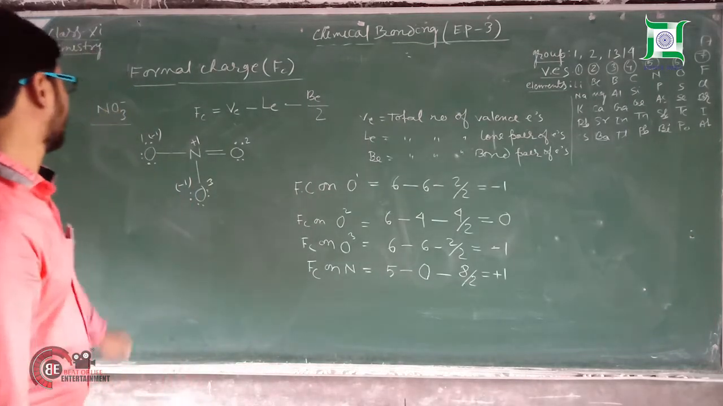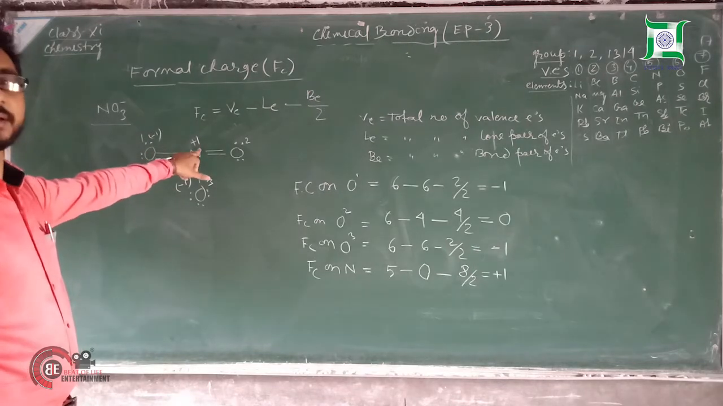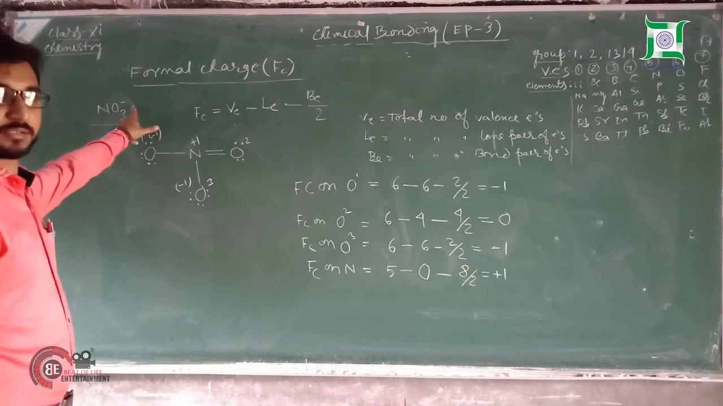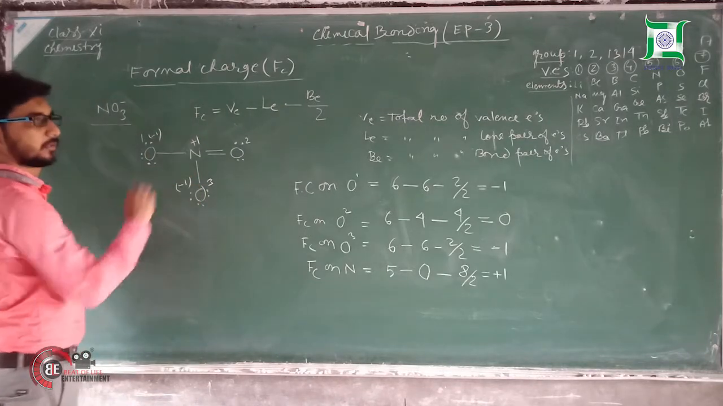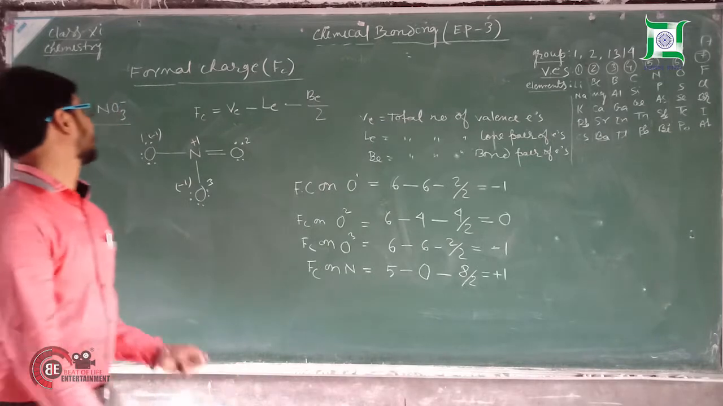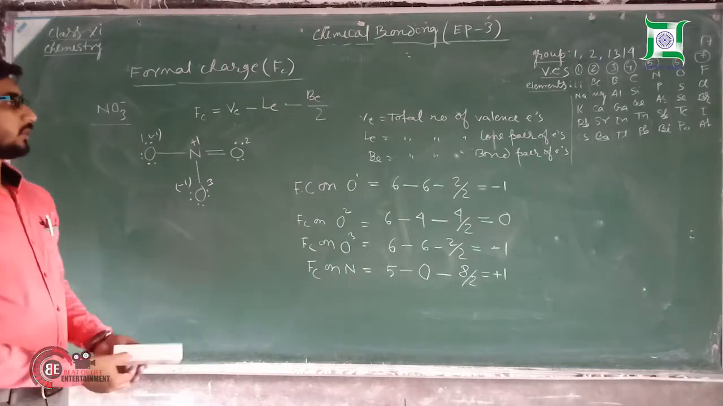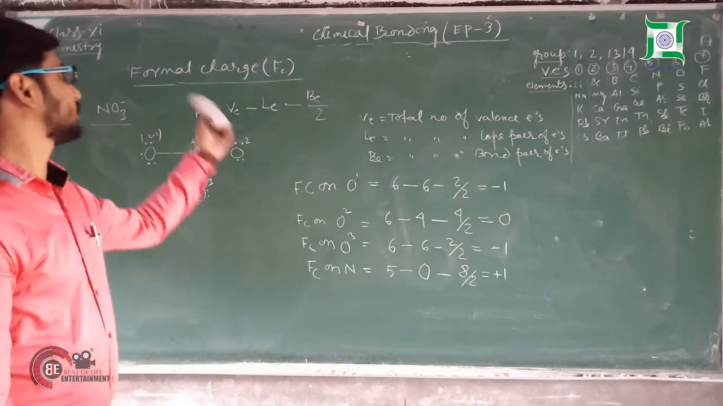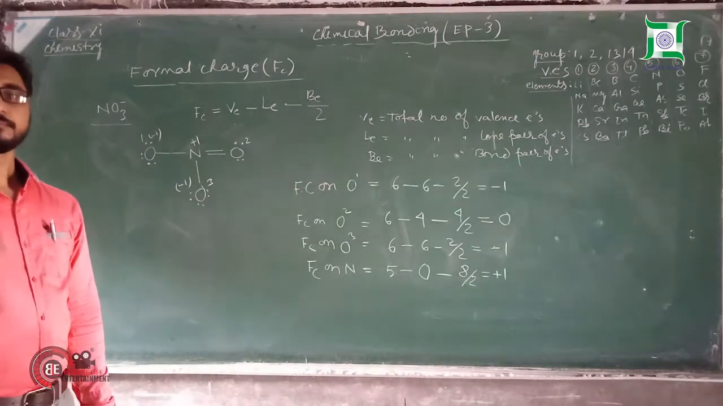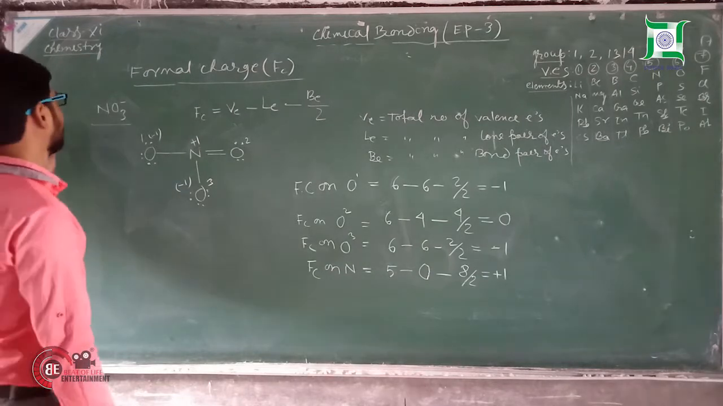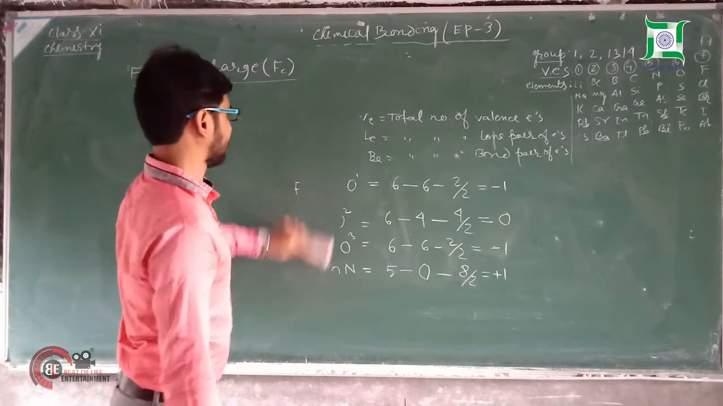Now let us see. This oxygen is minus 1, this oxygen is minus 1, and this is plus 1. But in the formula there is NO3 minus. That means the one negative charge and one positive charge cancel out with each other and give a particular one minus charge for the whole nitrate ion. So this is the Lewis dot structure. So this is the way to calculate formal charge for a particular atom in a molecule. Now let us go into another topic.